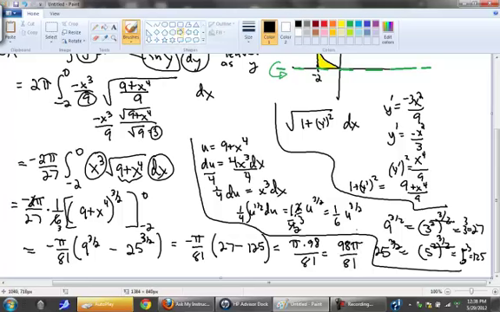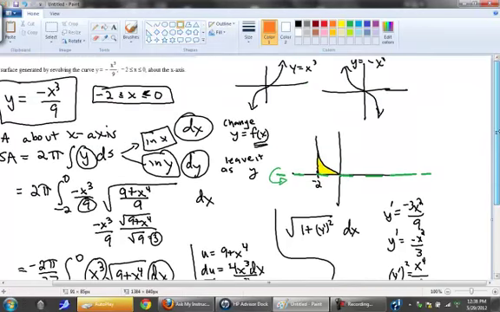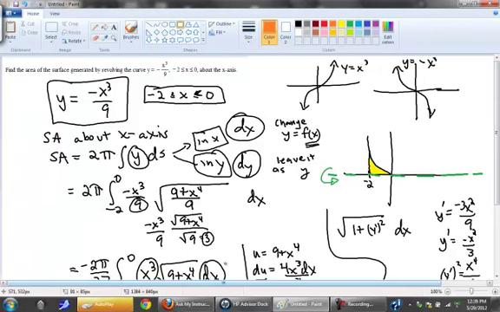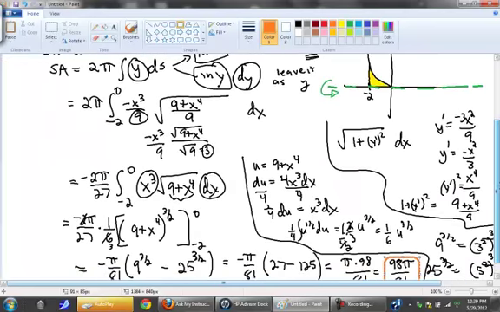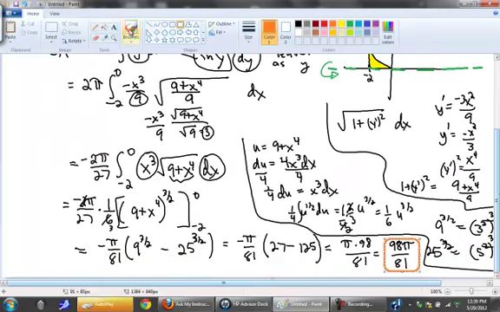If I didn't make any mistakes, which is highly likely, unfortunately. But we get the gist of it, and hopefully that's enough to explain the problem to you. A surface area of revolution question with a simple curve, negative x cubed over 9, but it caused all this work. We get an answer of 98 pi over 81.